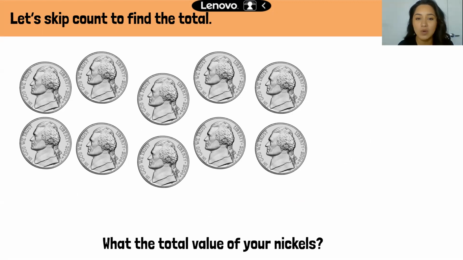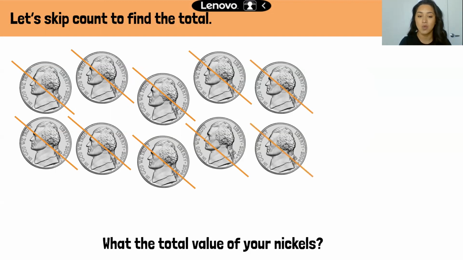So, what coin is on my screen? Good, we have nickels. How much is a nickel worth? 5 cents. And I know each one of you can count by fives. So as we count, you are going to see a slash come up on the screen. That means we have already counted it, okay? So we start with 5, and let's count up our nickels. 5, 10, 15, 20, 25, 30, 35, 40, 45, 50. What is the total value of these nickels?